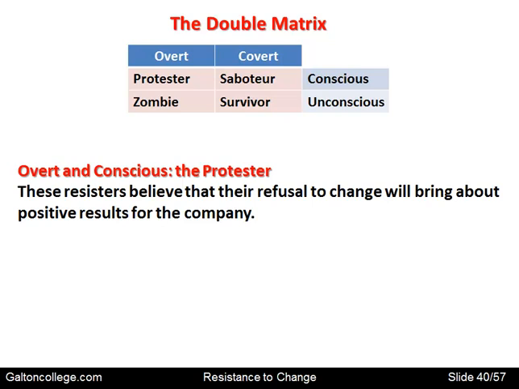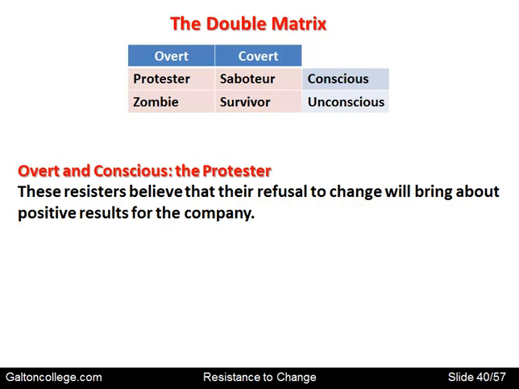The protester. Well, these resistors believe that their refusal to change will bring about positive results for the company. So these are overt and conscious. These people come out in the open. These people speak their minds openly. Everyone knows what they believe. They're not hiding anything, and they're very conscious. They know exactly they're against it, and that's it.